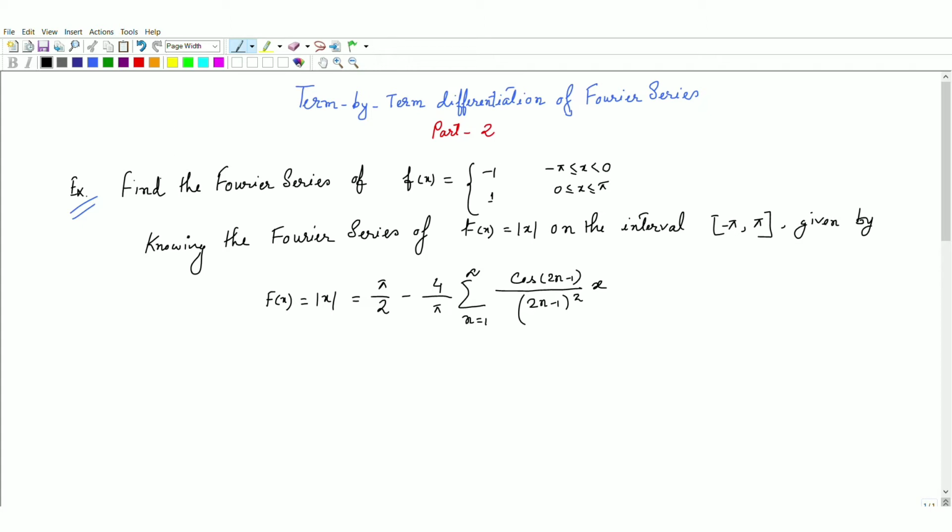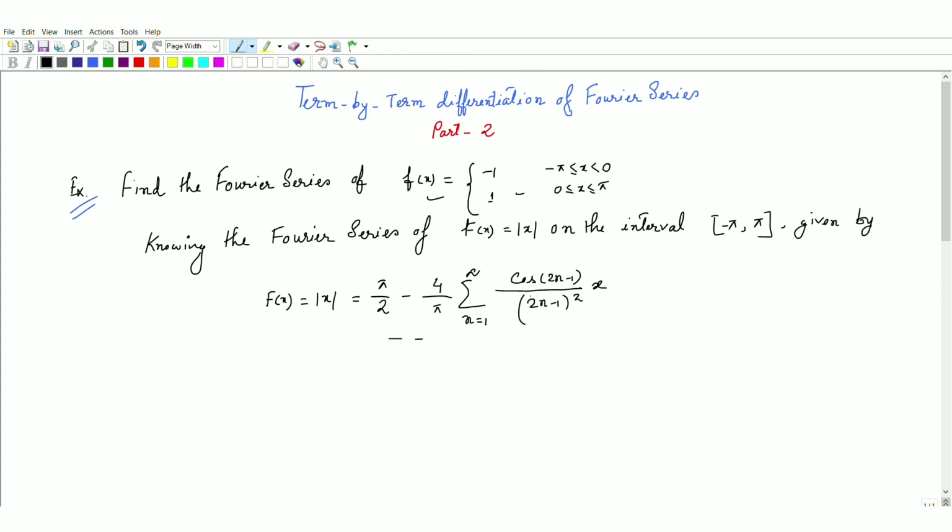Here it has been given: find the Fourier series of the function that is -1 in the interval -pi to 0 and 1 in 0 to pi. That means you have been asked to find this Fourier series, knowing the Fourier series of f(x) = modulus of x on the interval -pi to pi. So you have been given the Fourier series of the modulus of x function, and you have been asked to find the Fourier series of this. Okay, so it is very simple.